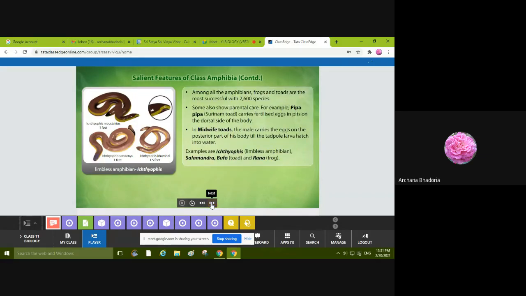So just read this. Among all the amphibians, the frogs and toads are the most successful with 2,600 species. Some also show parental care. For example, the pipa carries fertilized eggs in pits on the dorsal side of the body. And you are calling them midwife toads. The male carries the eggs on the posterior part of his body till the tadpole larva hatches into water. Then some limbless amphibians are shown in the picture. Otherwise, you know that all tetrapods will have limbs, but these are the limbless amphibians.